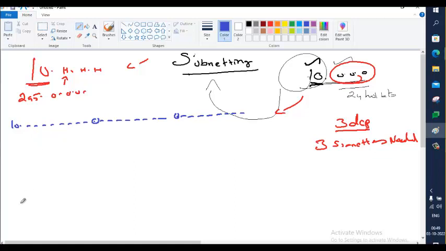The easy way is 2 to the power of n minus 1. This will give you clarity on how many bits you need to give. See, this n stands for the number of bits that you're going to give for subnetting.